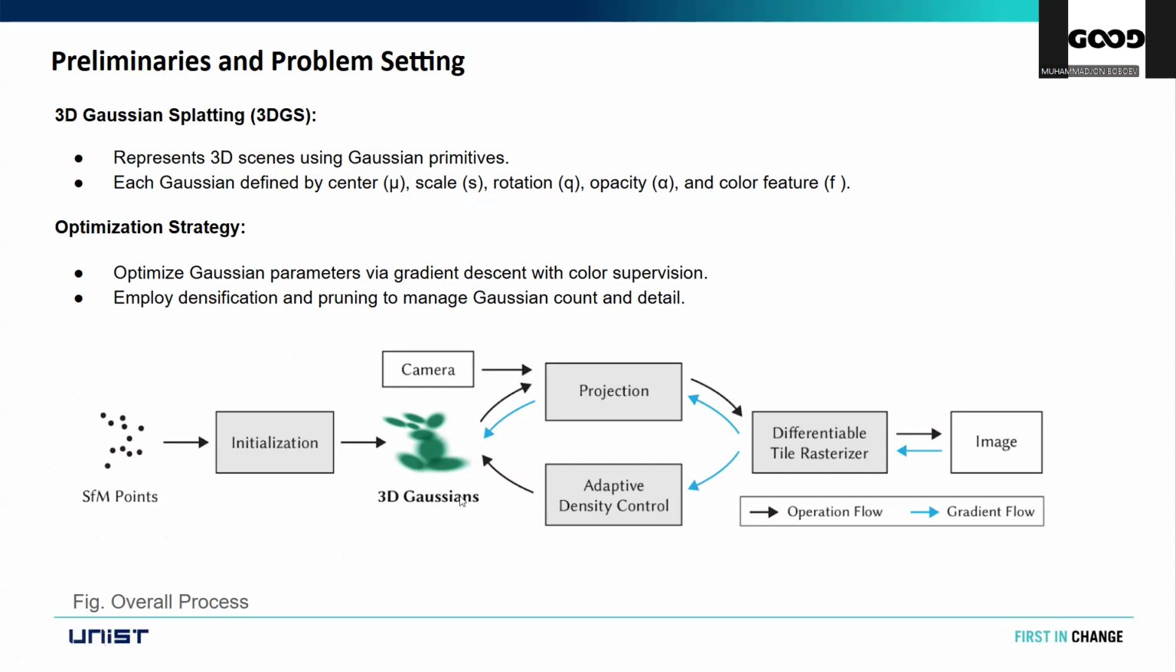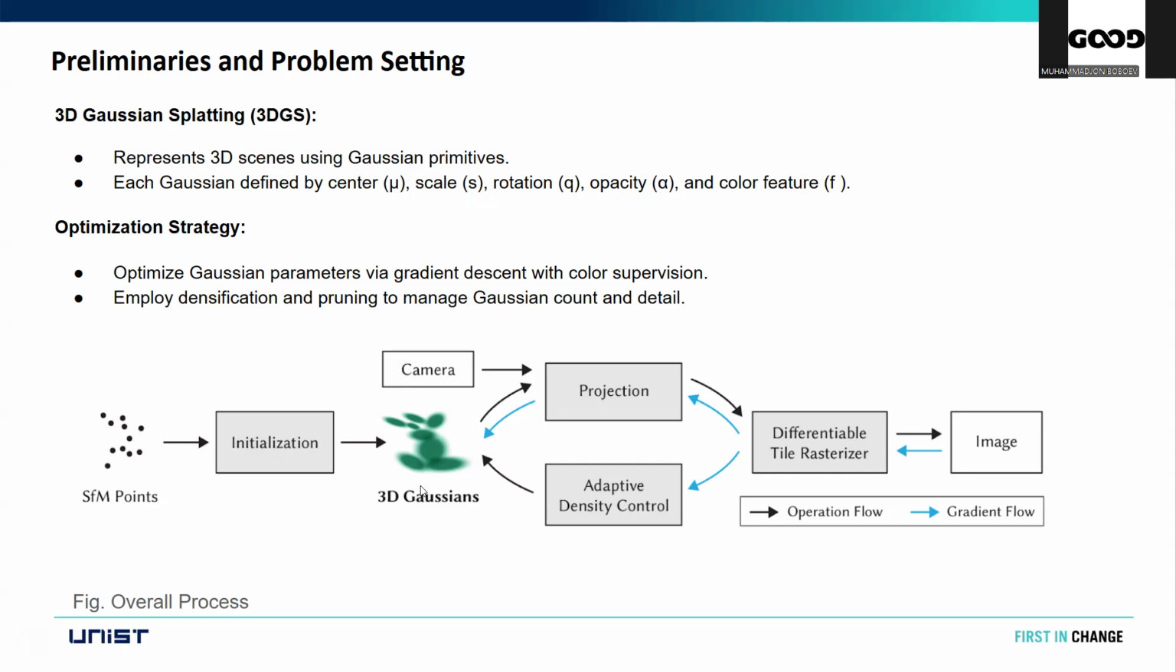Because rather than just initializing the 3D Gaussian without any kind of condition, it might be better if we have some kind of rough representation of the image. After that, we try to build 3D Gaussians based on those points we get from the structure from motion points. After that, what we do is you have some kind of camera viewpoint.